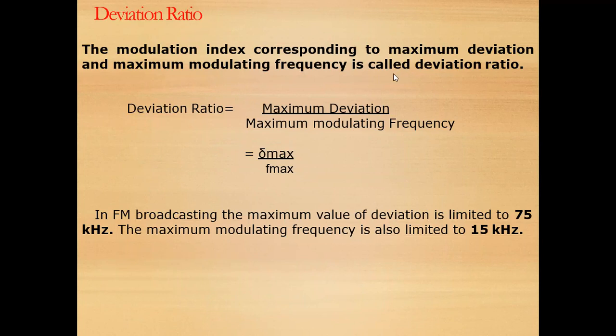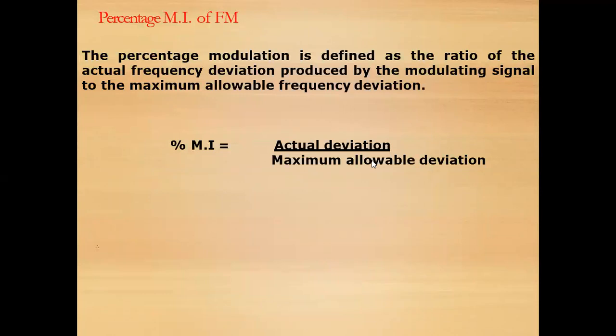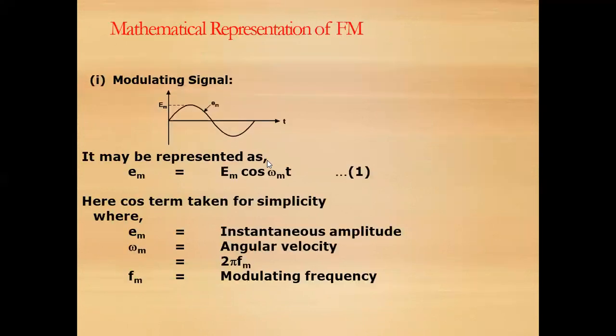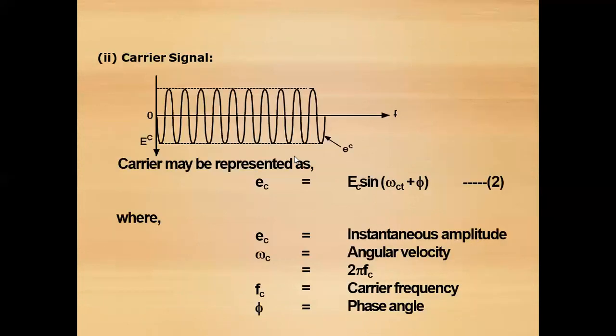The deviation ratio, we all know, is the maximum deviation to the maximum modulating frequency. If we want the percentage of frequency modulation, we need to multiply by 100. The mathematical representation of FM we have already seen in the previous sessions.